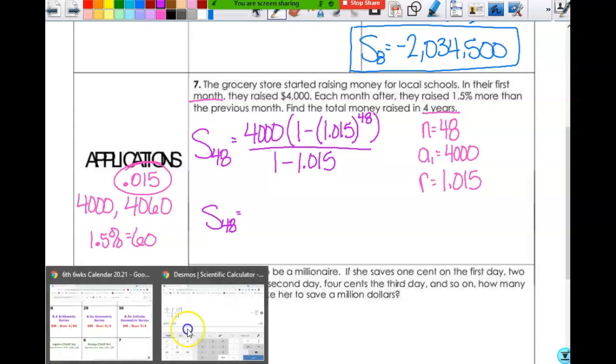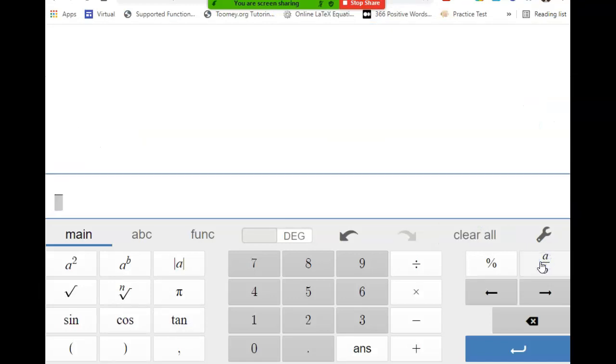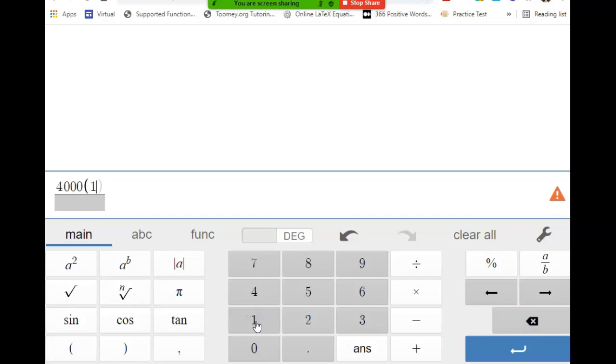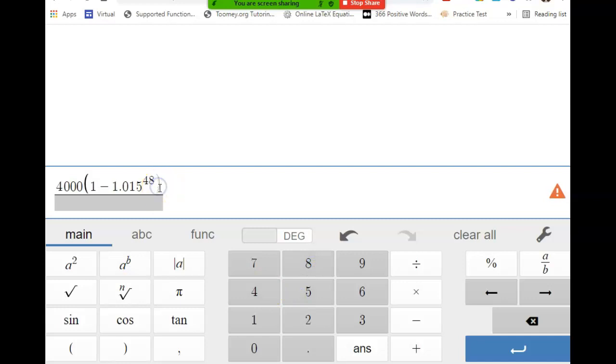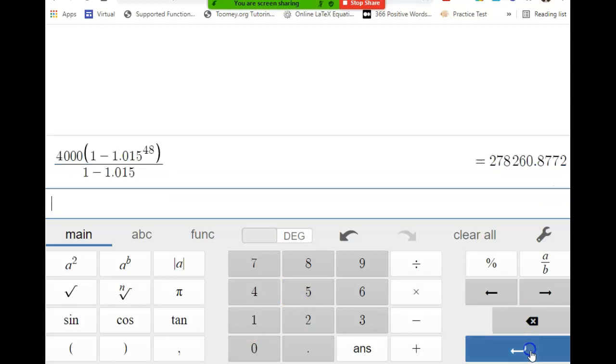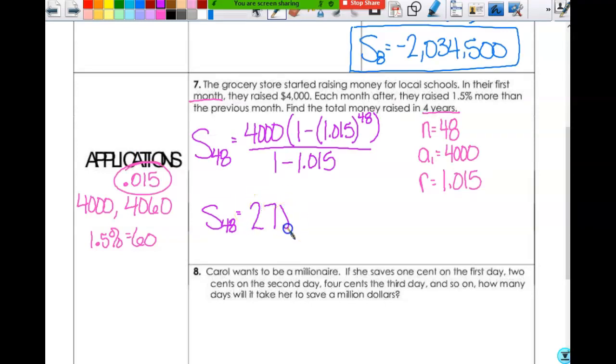So then when we type that in, I have a fraction, and I'm going to have 4,000. That is not 4. That's 4,000. 4,000 times 1 minus 1.015 to the 48th power divided by 1 minus 1.015. So that gives me $278,260.88. Did I write that down right? Because I don't have it written on my paper. Are those the right numbers? Because I can't see them at the same time. Okay, good.